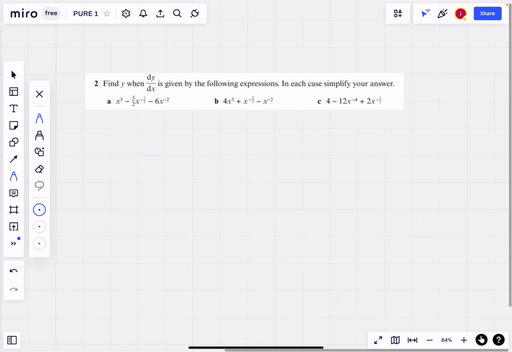So you've been given dy by dx for 3 different functions. You want y. So for the first one, when you integrate x cubed, you add 1 to the power, becomes x to the power of 4, and then you divide by that new power. Okay, next one. You add the power, so it becomes a half, and then you divide by that half. And then again, you add 1 to the power, you divide by that power. And then you're left with plus c.